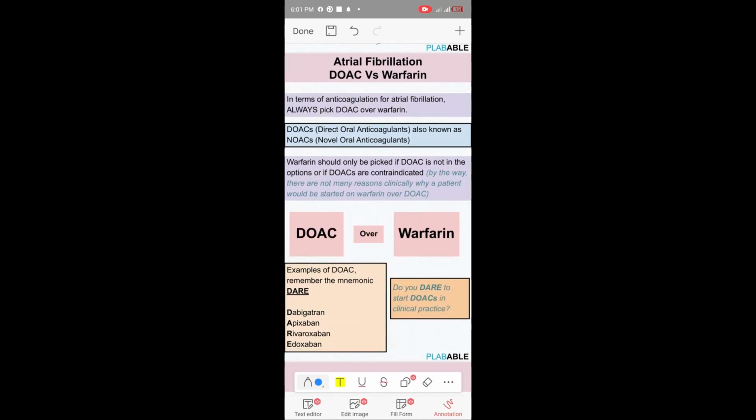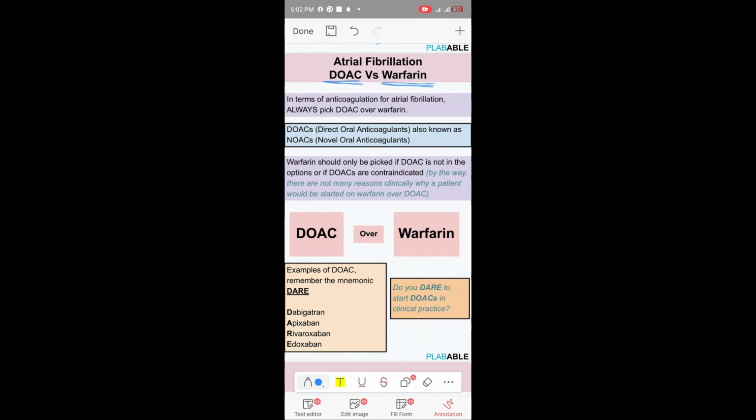When to give warfarin in atrial fibrillation? When there is valvular AFib, go for warfarin. For valvular AFib, we give warfarin. For all the other AFibs, we apply the CHA2DS2-VASc score, and if it's 1 for male or 2 for female, we go for the DOACs.